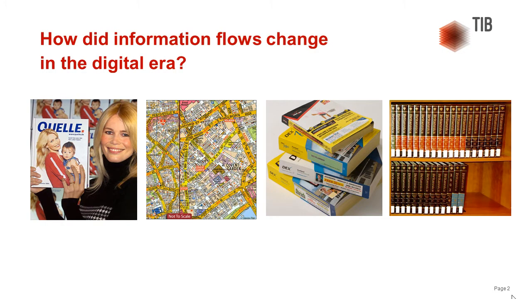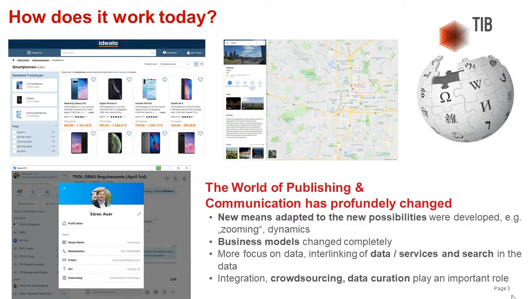If we look at how information flows changed in the digital era, we see that a number of publications don't exist anymore. For example, mail order catalogs, street maps, phone books, or even encyclopedias. How does it work today? We have e-commerce websites, we use digital navigation tools and communication tools. We have Wikipedia as an online encyclopedia. So the world of publishing and communication has profoundly changed.